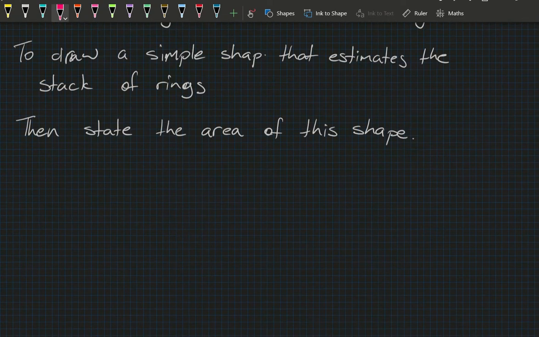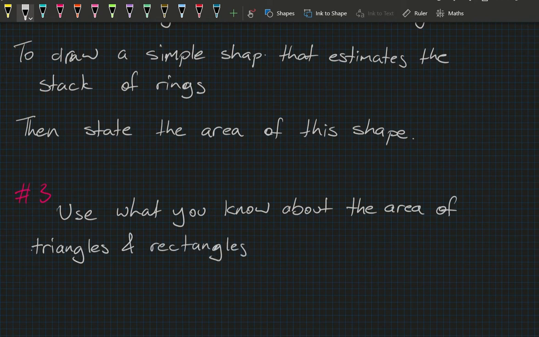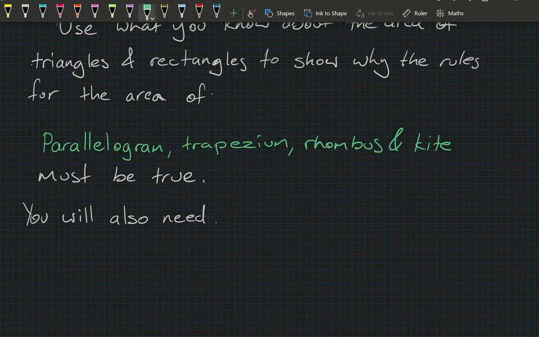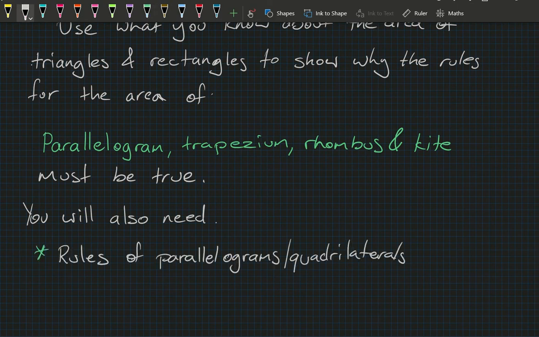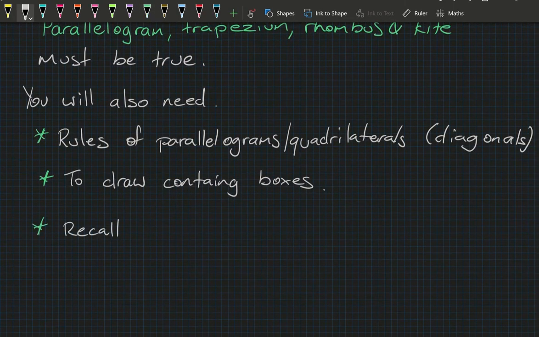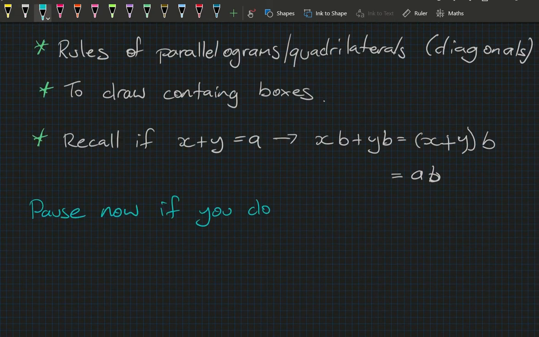Alright, in challenge 3, we're going to use what you know about the areas of triangles and rectangles to show why the rules for the area of parallelograms, trapeziums, rhombuses, and kites must be true. You're going to also need the rules of parallelograms or quadrilaterals, particularly their diagonal lengths, to draw some containing boxes, and to recall that if x plus y equals a, then x times b plus y times b equals (x plus y) times b, which equals a times b. Alright, at this point you should pause the video if you don't want any hints.